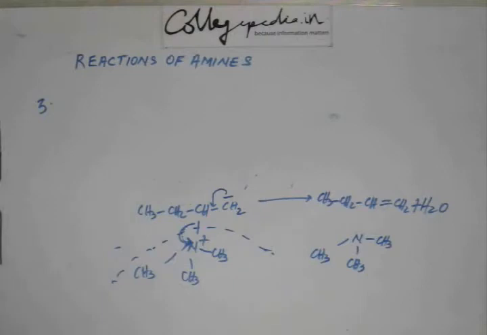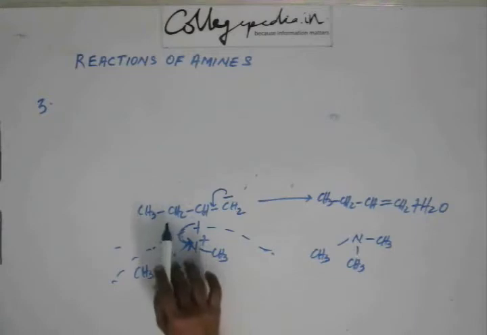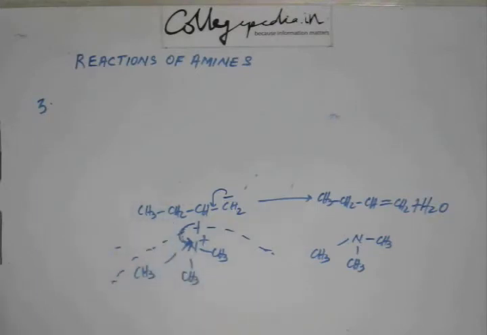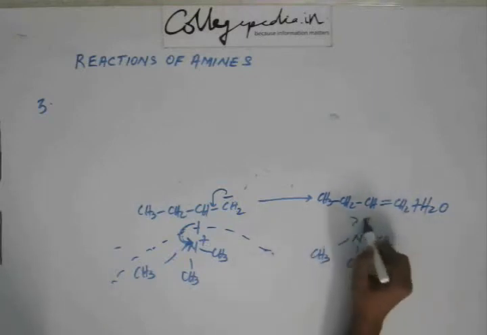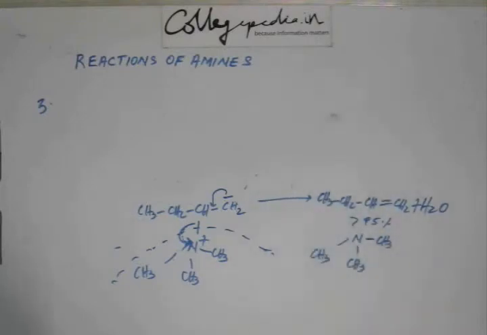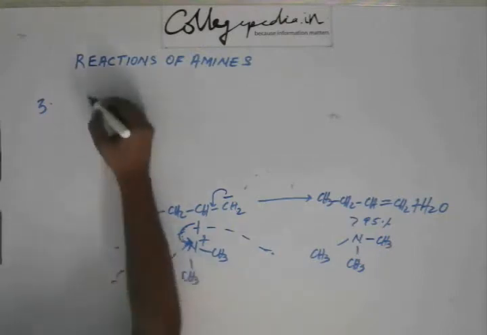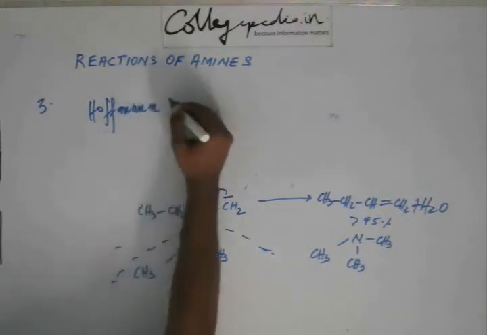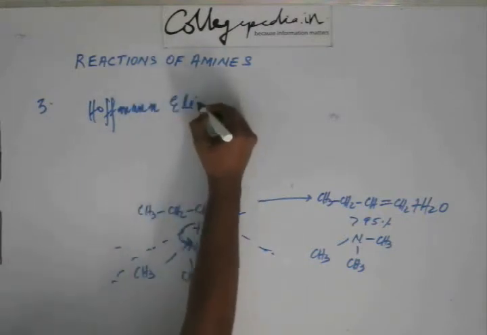So this 1-butene is the major product, and the one in which hydrogen is abstracted from 2 degree carbon, that would be a minor product. Fine. All right. So more than 95% of the product will be 1-butene, and 2-butene will be minor, that will be less than 5%. This kind of elimination has a name, and the name is Hoffmann elimination.